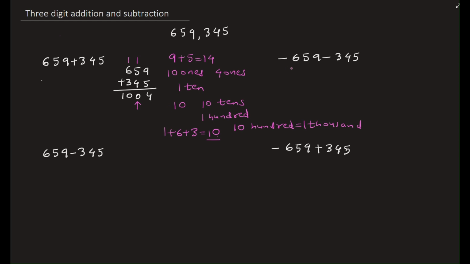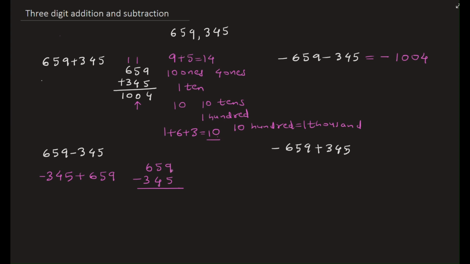The same thing I will do for negative 659 minus 345. So the answer is the same, 1004, but with a negative sign. The answer is negative 1004. The next I have 659 minus 345, the same as negative 345 plus 659. So I write one below the other, 659 minus 345. The units place one below the other and so on.